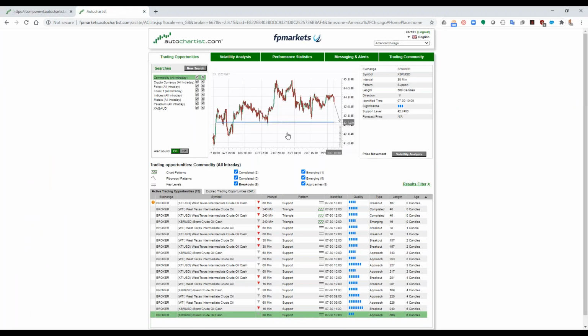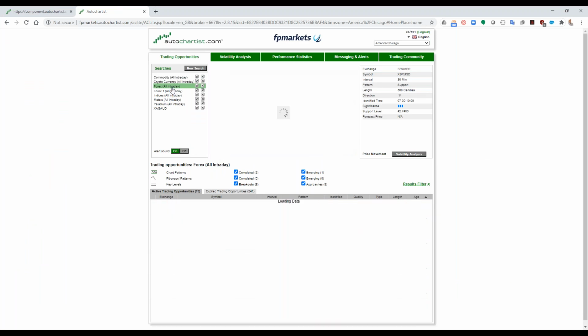So the web application looks something like this, and you get pretty much the same results that we have on the MetaTrader. You get them in the web application.